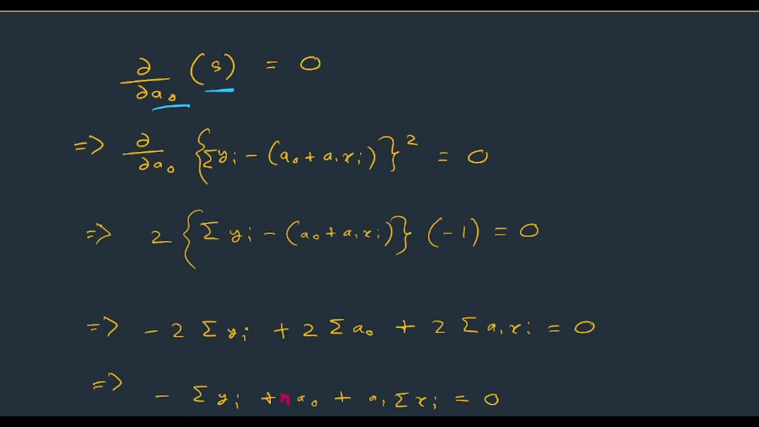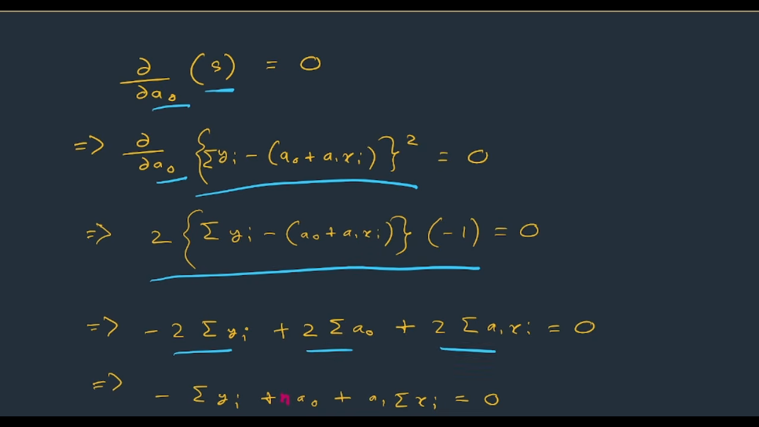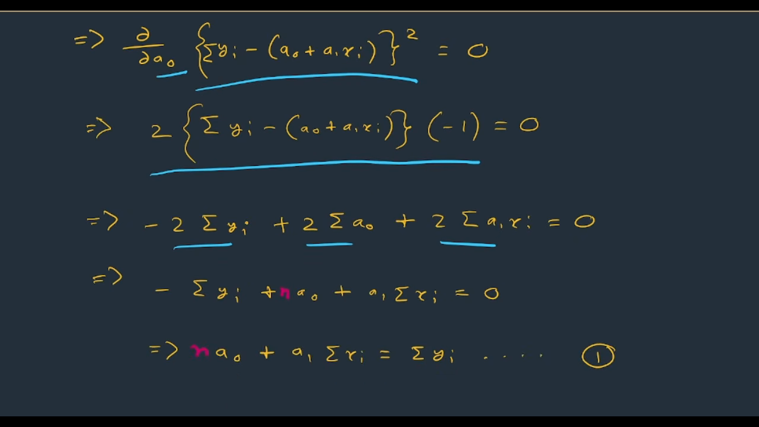By taking the derivative of s with respect to a naught, we have to take the derivative of this function with respect to a0. We take this derivative. This is the output we have. Then if we do the multiplication, we end up having these three terms. From here, we can remove 2. I hope you understand how and why. Let me explain this transition.